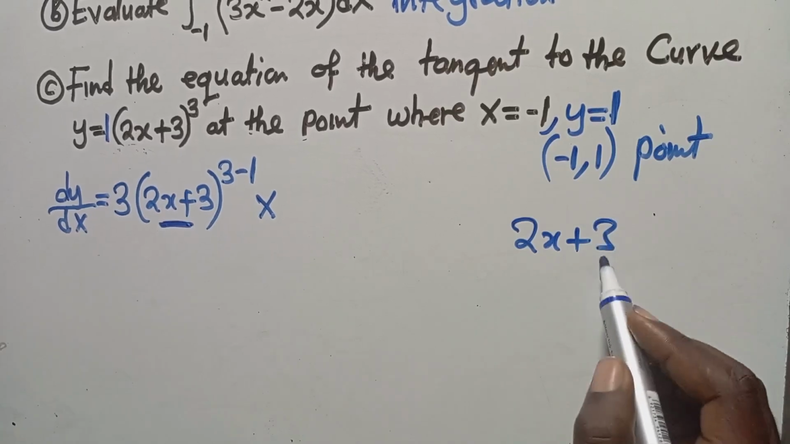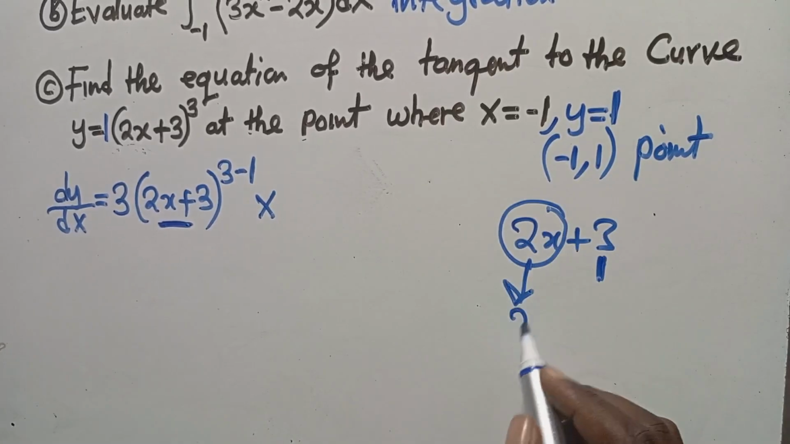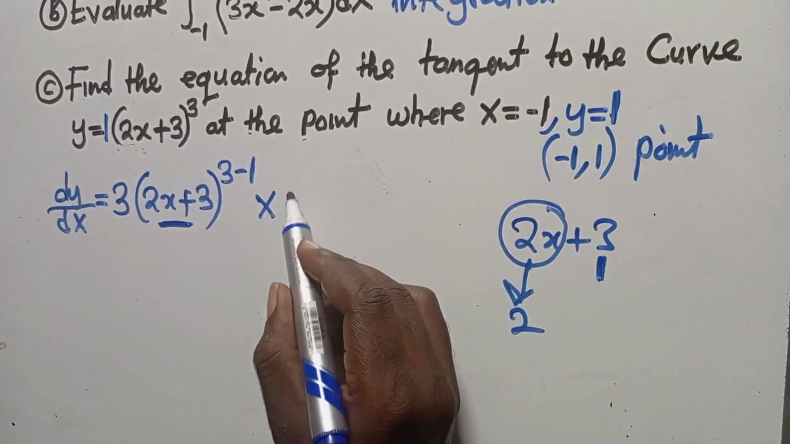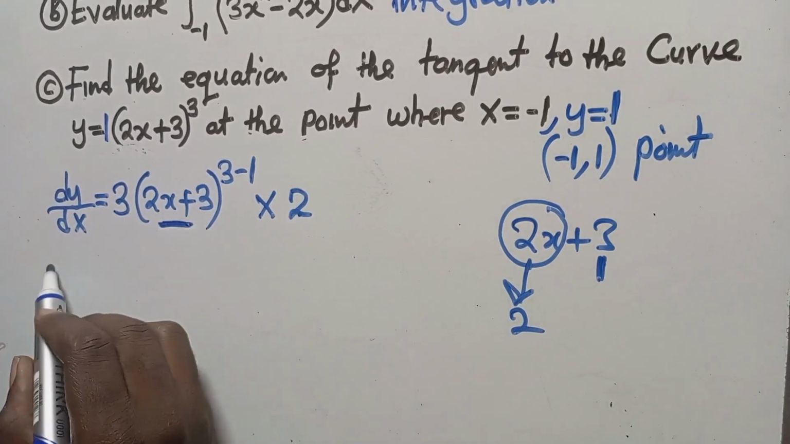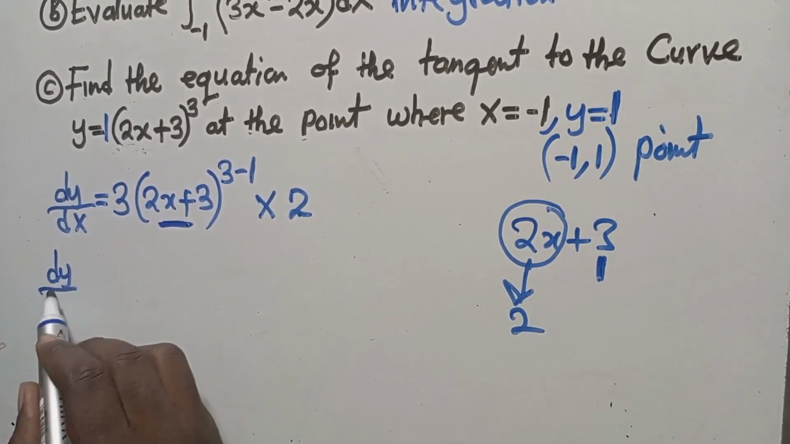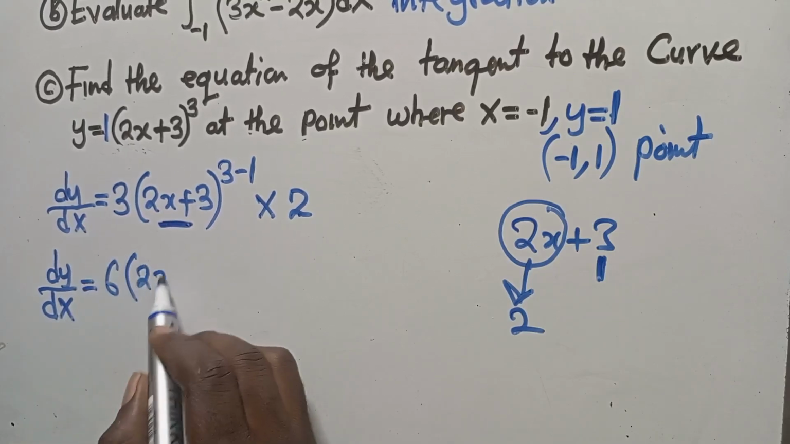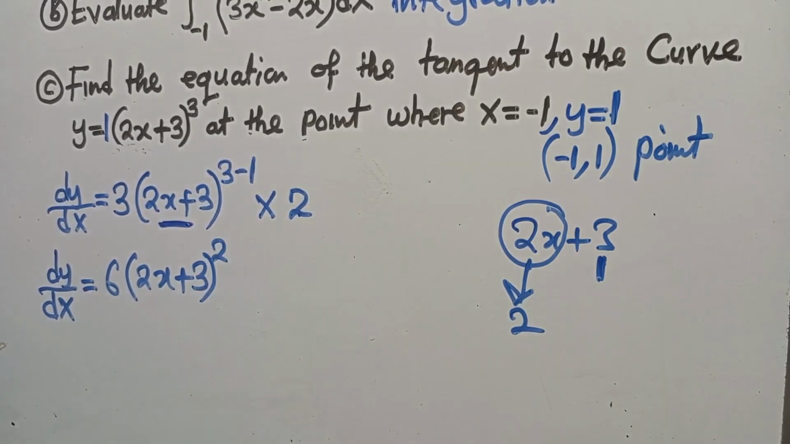You know that this one you can't differentiate. You only differentiate this. The derivative of that is just a 2. When you differentiate 2x, you get a 2. So we are going to have a 2 there. 2 times 3, that is 6. So dy/dx is equal to 6(2x plus 3) to the power 2. This is what I am having.